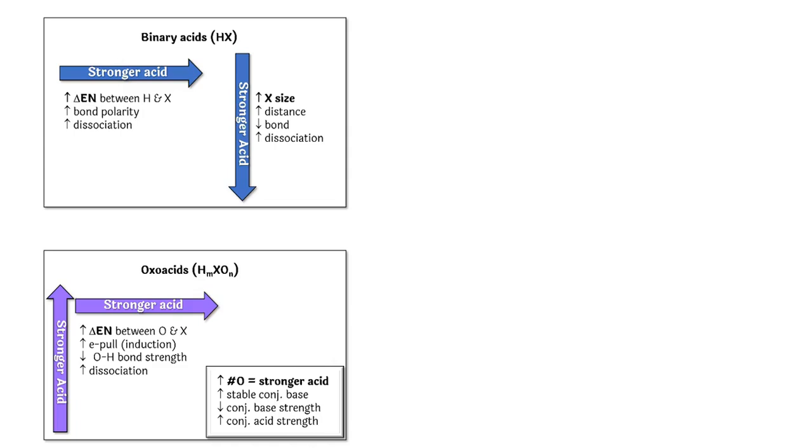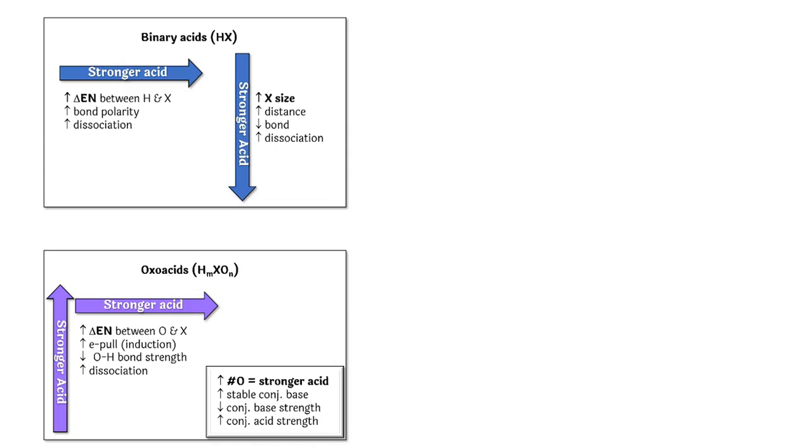A binary acid is stronger going across a row to the right because of the greater difference in electronegativity between hydrogen and the other element that we're calling X. This greater difference in electronegativity makes the bond more polar, which means the electrons are not evenly distributed and are sitting closer to the other element. This makes it easier for the H+ to dissociate, which leads to a stronger acid.